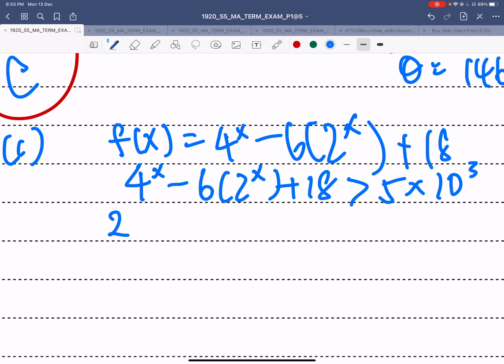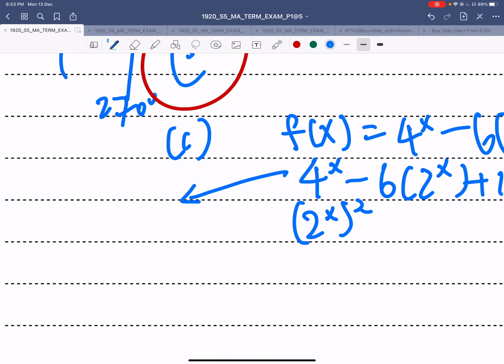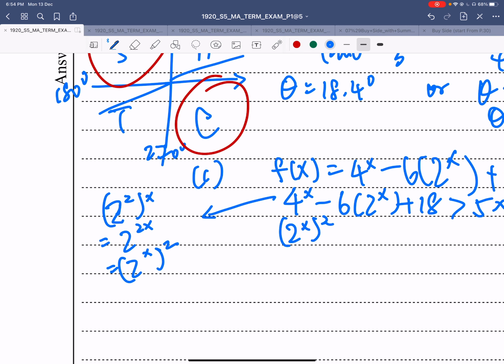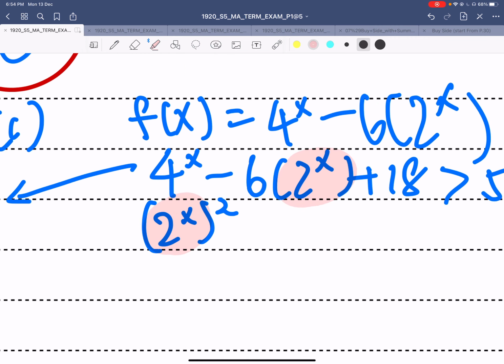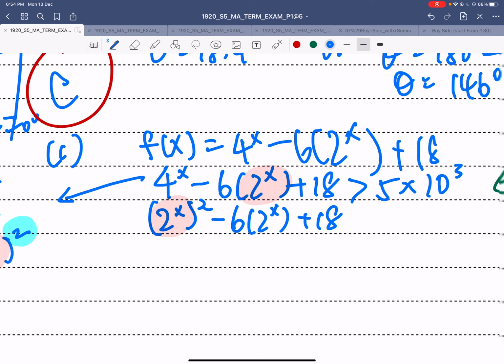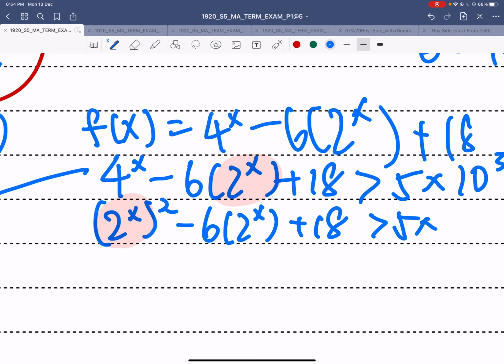Firstly, equations reducible to a quadratic equation. It will be 2 to the power of x, squared. Why? Because 4 to the power of x is actually equal to 2 to the power of 2x, so you can write it as 2 to the power of x, squared. All right. So by this, you can obtain a quadratic, right? So 2 to the power of x squared, minus 6 times 2 to the power of x, plus 18 is larger than 5,000.